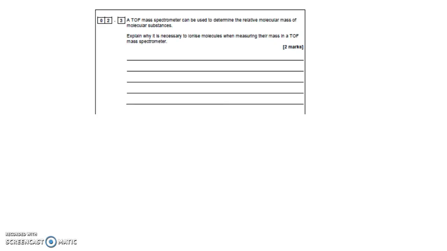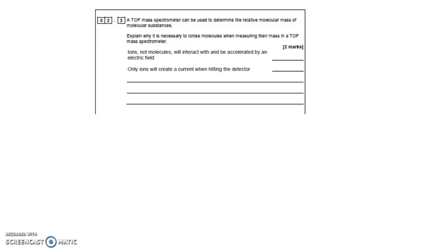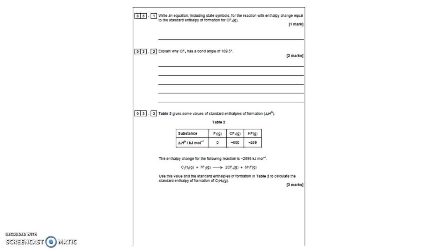Explain why it is necessary to ionize molecules when measuring their mass in a time of flight mass spectrometer. Well, there's only ions and not molecules. They've got to be charged if they're going to be accelerated by an electric field through the mass spectrometer. And only ions will create a current because it's the ion that attracts or takes electrons from the plate. And it's the taking of electrons when the ions turn back to atoms that generates a current on the plate or the detector.